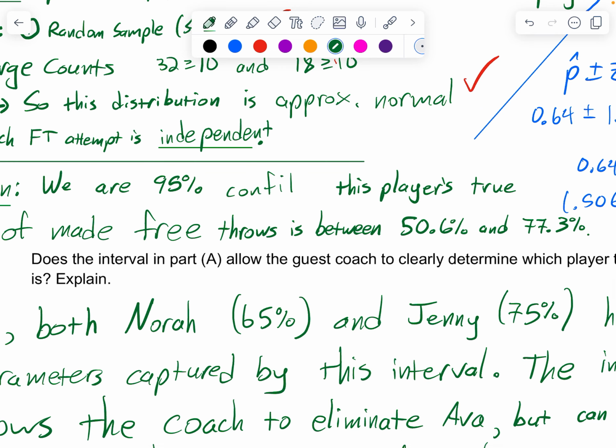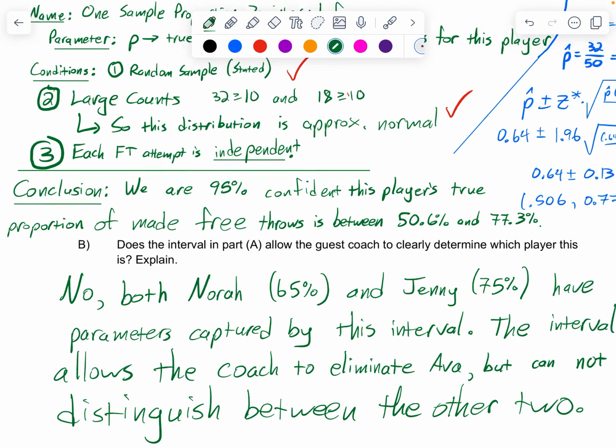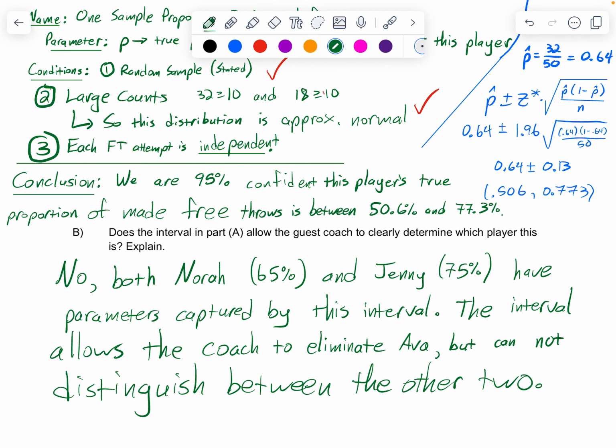There we go. Confident that this player's true proportion of made free throws is between those two numbers. Always, there's a follow-up. Does this interval allow this guest coach to clearly identify or determine which player this is?